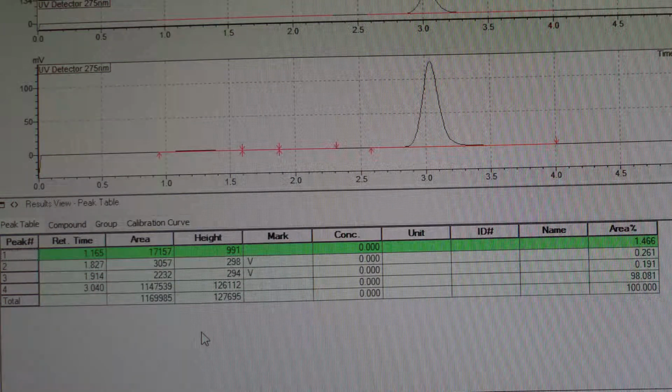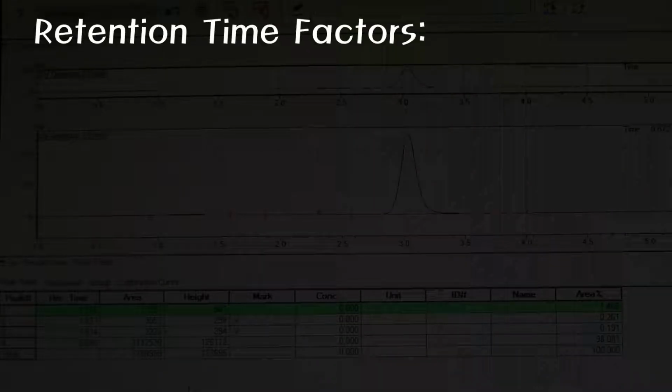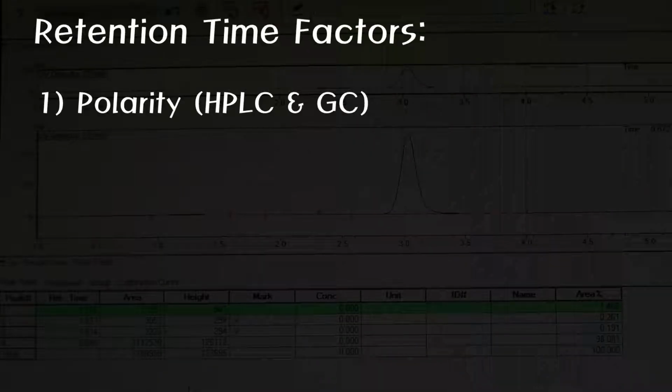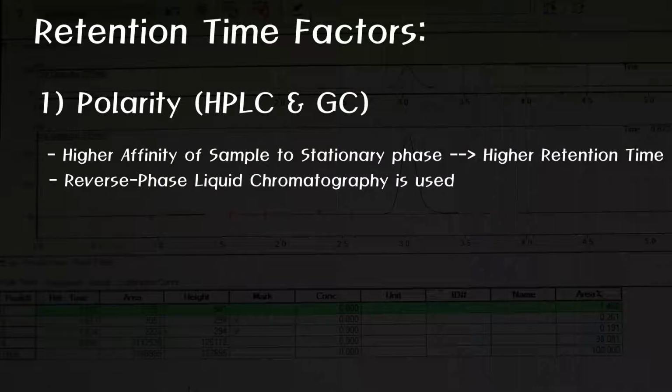From the results and data collected, we can obtain the two main figures, which are the retention time and the peak area. Retention time is dependent on the polarity of the sample analyzed. The higher the affinity of the sample to the stationary phase, the higher the retention time. In this experiment, reverse phase liquid chromatography is used.